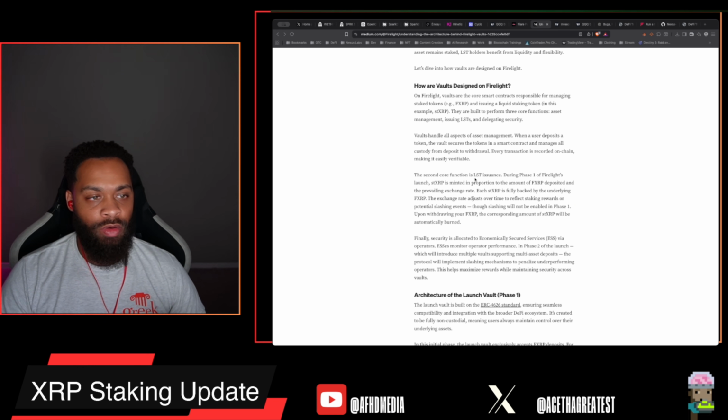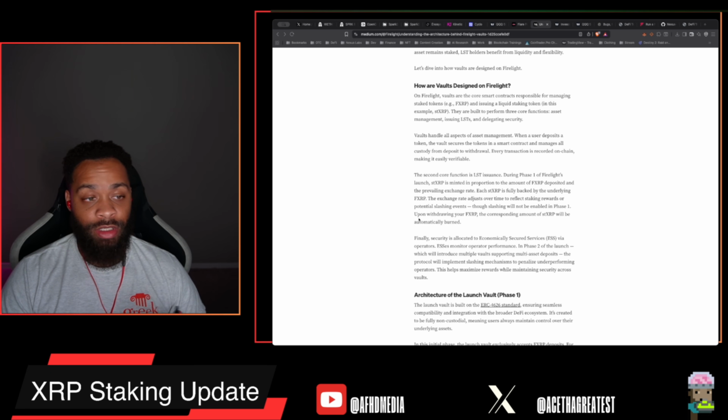The second core function is LST issuance. During phase one of Firelight's launch, staked XRP is minted in proportion to the amount of FXRP deposited and the prevailing exchange rate. Each staked XRP is fully backed by the underlying FXRP. The exchange rate adjusts over time to reflect staking rewards or potential slashing events. Those slashing events will not be enabled for phase one. So it's very important to note, phase one, no slashing.